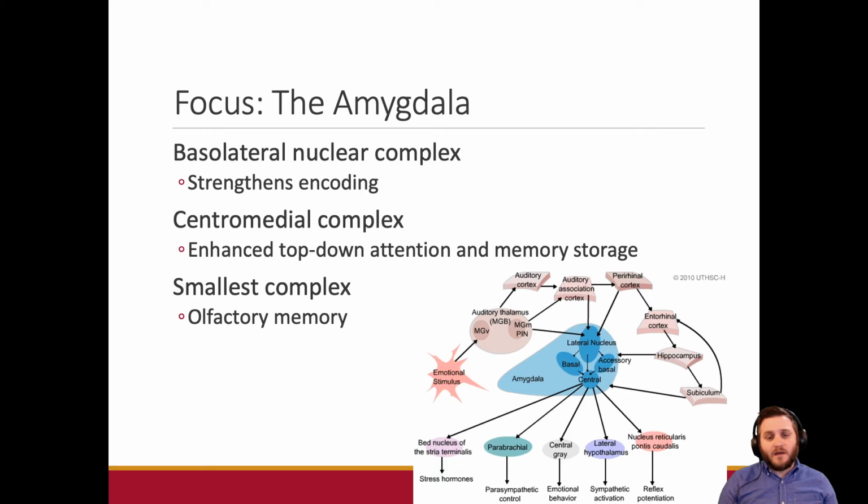Okay. There are three complexes. We're essentially going to speak about two consistently over the course of the next few slides. But there are three complexes within the amygdala. The amygdala sits at the very end of the basal ganglia, at the very anterior portion of the basal ganglia, and it's firmly connected to the hippocampus. So it's right next to the hippocampus. They share a lot of connections.